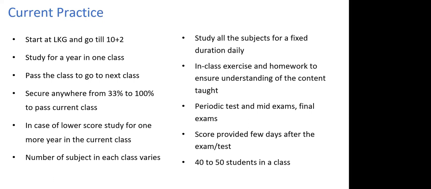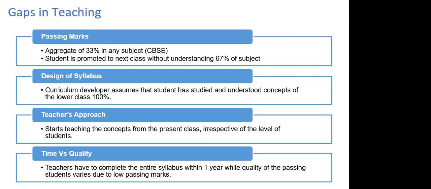So we find certain gap areas here, and we also find where it takes a lot of time, where if it is fixed, it will make this entire process very effective. So first, teaching. What are the gap areas in teaching? The first thing that we see is the passing mark. An aggregate of 33% as per CBSE in a subject is the requirement to pass that particular class. It also means a student is promoted to the next class without understanding 67% of the subject.